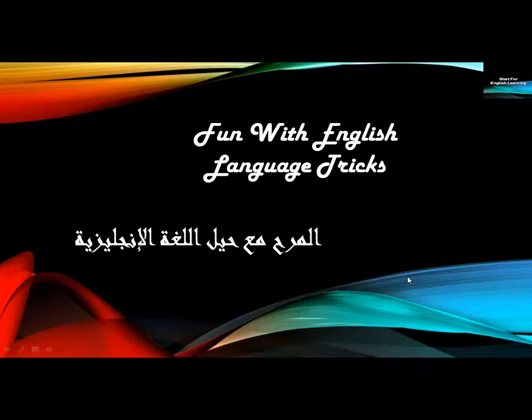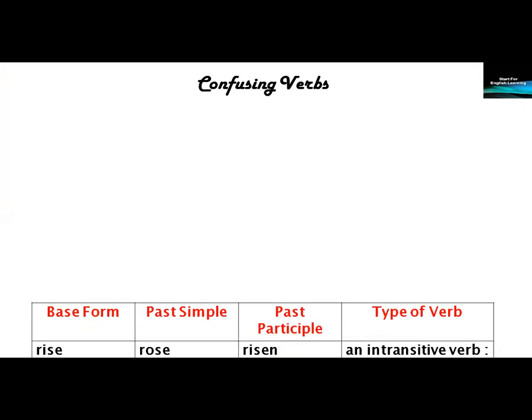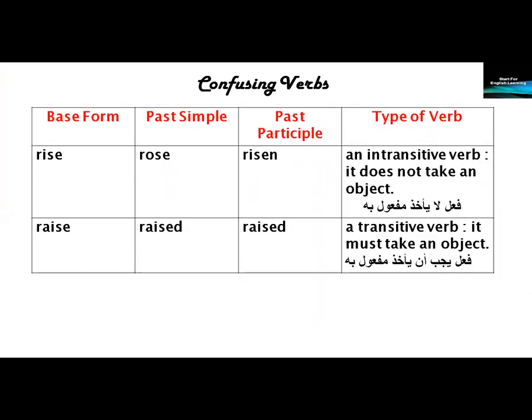Fun with English language tricks. Confusing verbs. Base form, past simple, past participle, type of verb. Rise, rose, risen. An intransitive verb. It does not take an object.